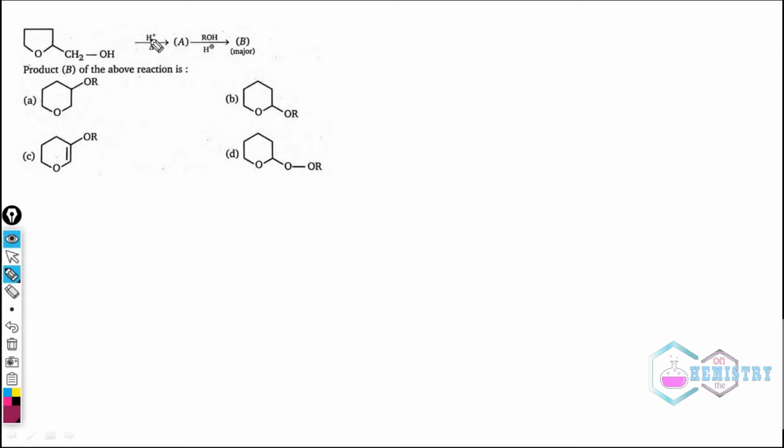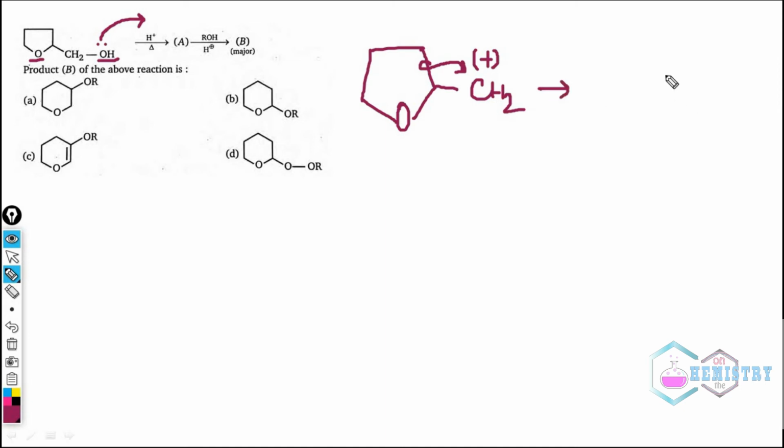Now, this O and this O will attack the H plus and it will be removed as water. So after the water removal, we will get a compound like this. This is a carbocation, and for obvious reason, this bond will migrate here, forming a 6-member ring like this.